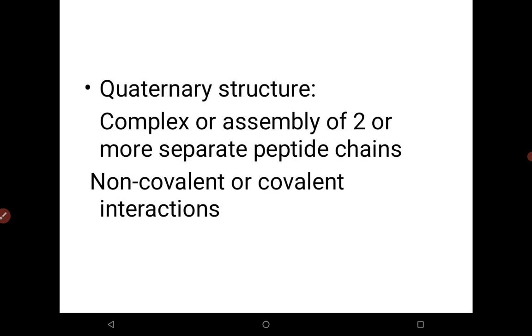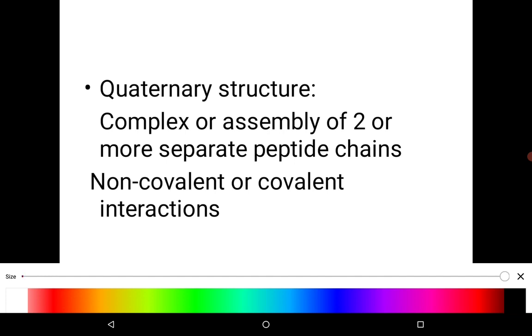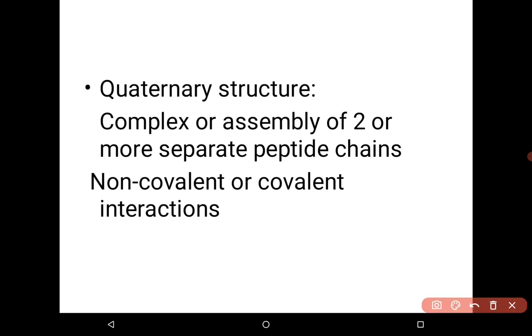Quaternary structure now. Quaternary structure is very complex compared to the other structures. After the primary structure, which is number one, then secondary, tertiary, now the quaternary structure. It's very complex, and this one consists of two or more tertiary structures, the assembly of two or more separate peptide chains, with non-covalent or covalent interactions.